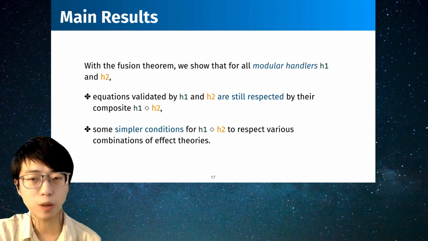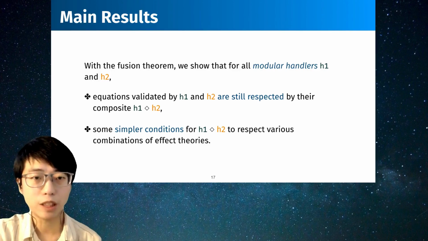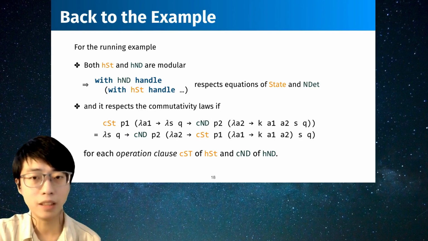But here you have to be careful. This only holds for modular handlers, and it's possible to construct counterexamples if H1 and H2 are not required to be modular. Moreover, if effect theories are combined with some interaction equations, we show some sufficient conditions for the sequential composite of two handlers to respect the interaction equations. So for the motivating example we talked about earlier, both the handlers for state and non-determinism are modular handlers. Thus, we immediately know the composite handler respects all the equations from the theory of state and non-determinism because HST and HND respect them.